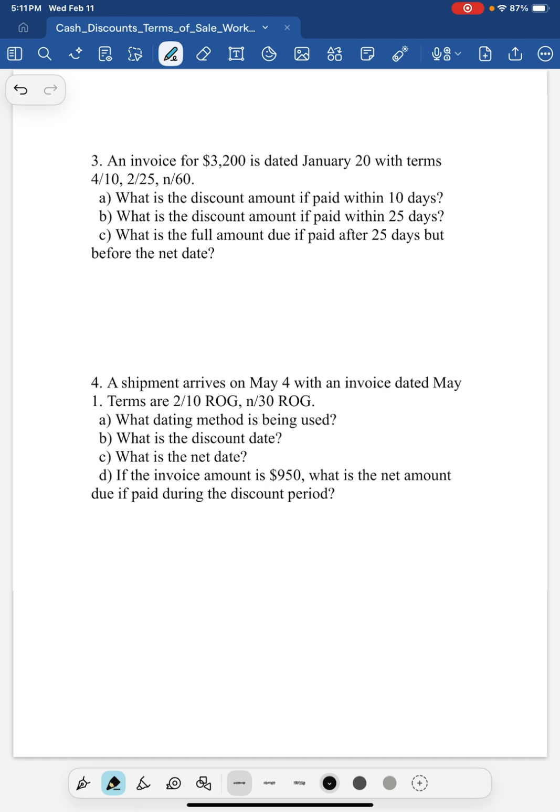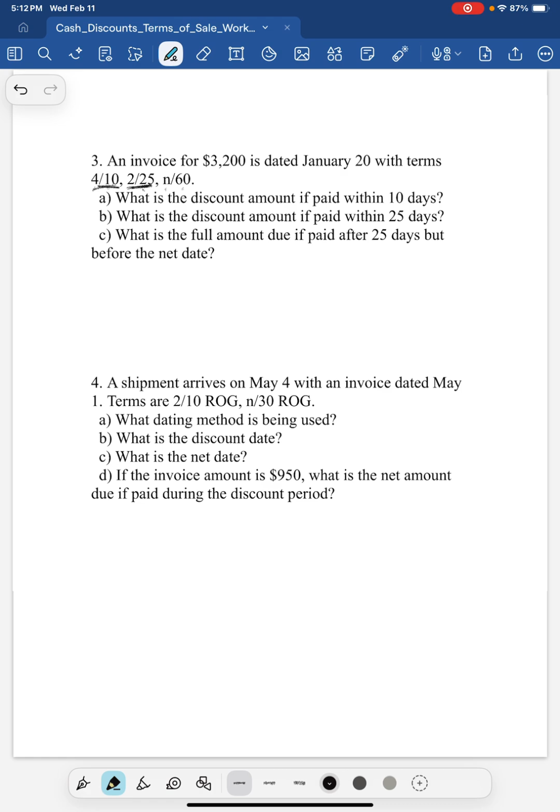Number 3. Okay, this offers different levels of discount. You have an invoice for $3,200. It's dated January 20th with terms 4% off if you pay within 10 days, 2% off if you pay within 25 days, and net in 60. Now, do not get confused. These do not add together. This is not a series discount like we've talked about before. You get 4% off only within the first 10 days. If you get to that 11th day, you're only going to get the 2% off.